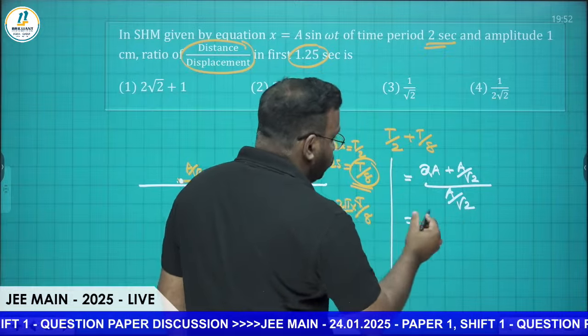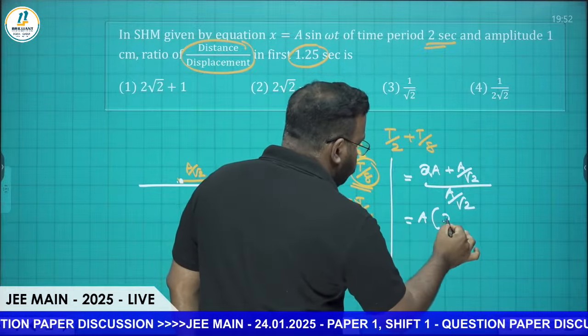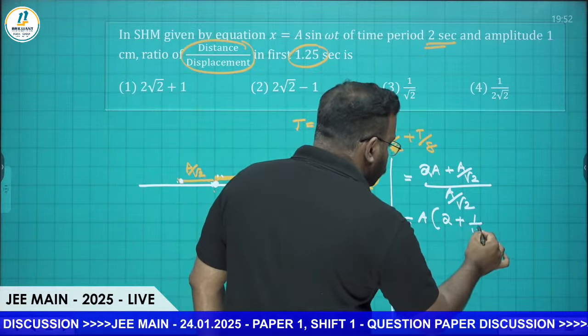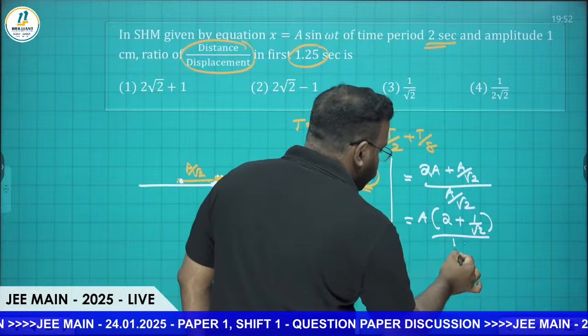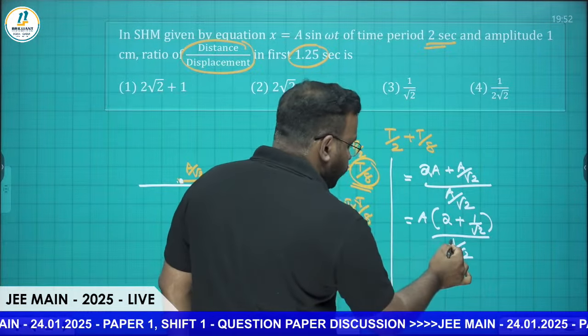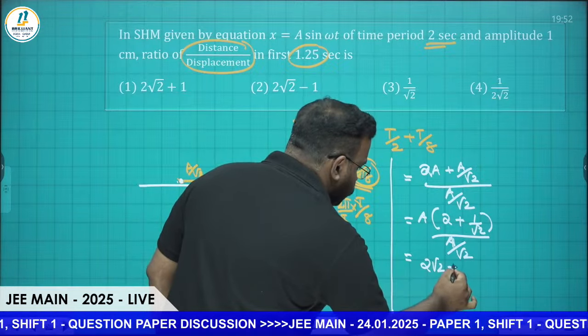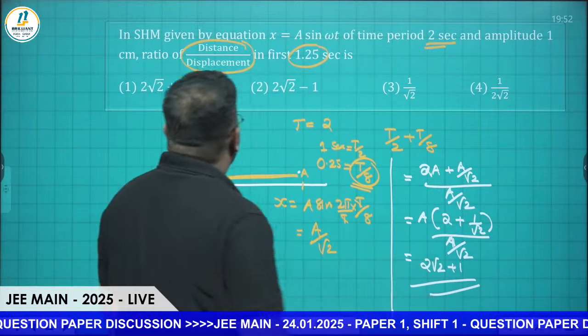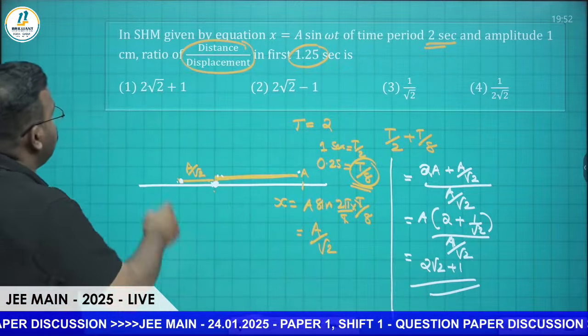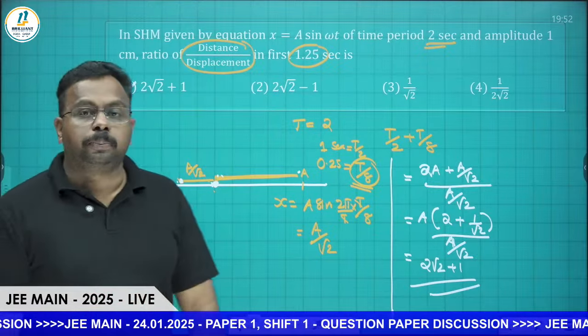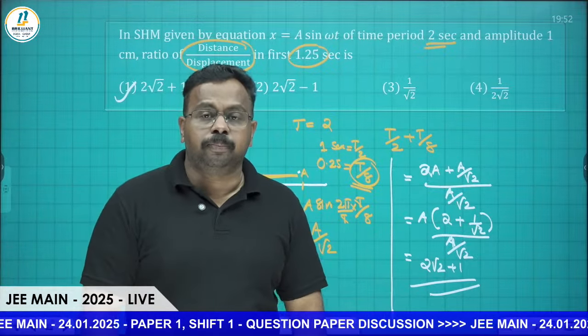So take A out. So we get 2 plus 1 by root 2 divided by 1 by root 2. I mean A by root 2. A got cancelled. So we get 2 root 2 plus 1. Root 2 got cancelled. So 2 root 2 plus 1, it is option 1. Option 1 is the right answer for this question.